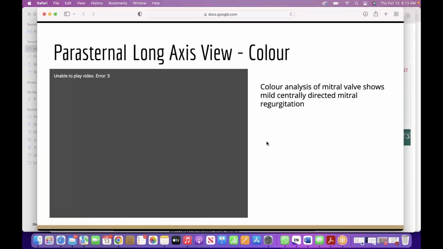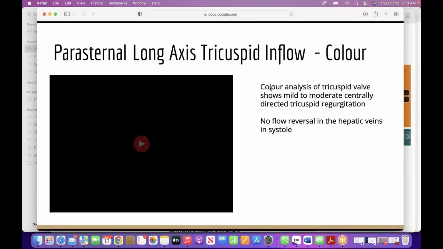I'm getting an error there. Can you guys see that at all? We see a gray screen right now. Okay.